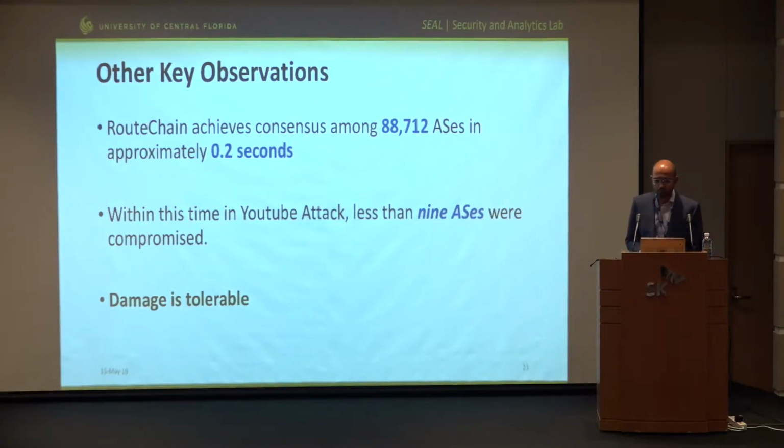So other observations that we make is that RouteChain achieves consensus among the 88,000 and more ASs on the internet today in approximately 0.2 seconds, given that it does not really require any heavy computations, rather the latencies on the internet. And within this time, in the YouTube attack, less than 9 ASs were compromised or hijacked, and the attack itself could actually be rolled back and mitigated.